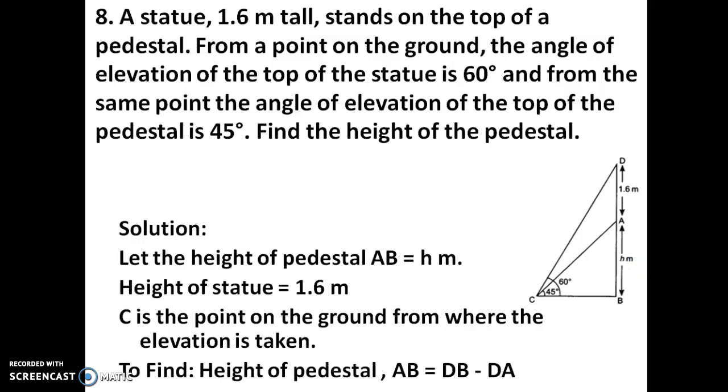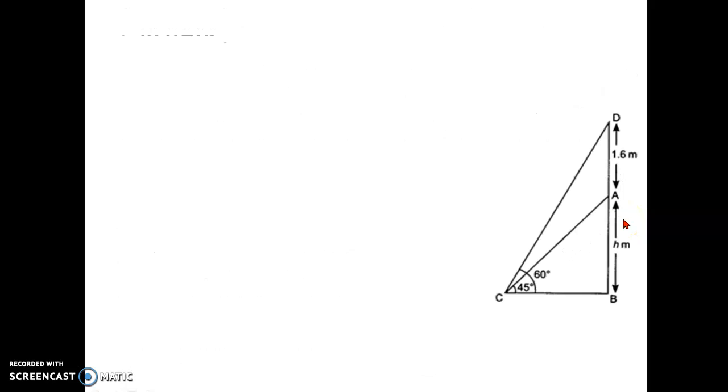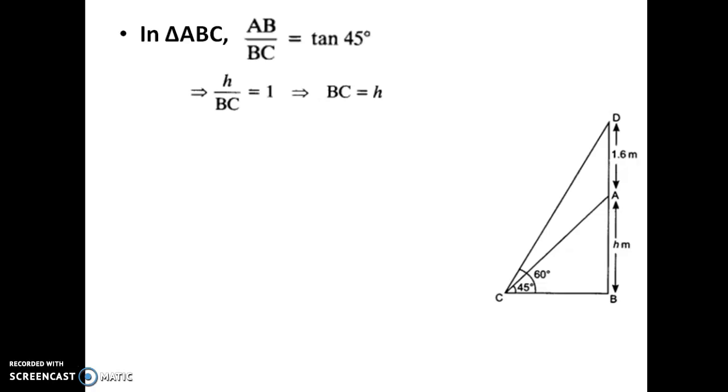So 60 degrees we have as elevation. The height of the pedestal, that is AB, is equal to DB minus DA, total height minus 1.6. If you do this, you will get h. So in triangle ABC, we take tan 45 equal to AB by BC, opposite by adjacent. Substituting the values, you will get BC equal to h.